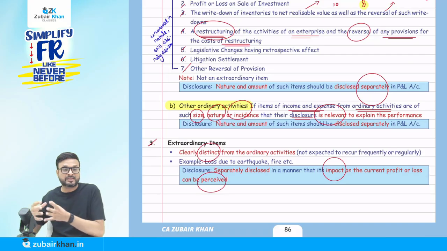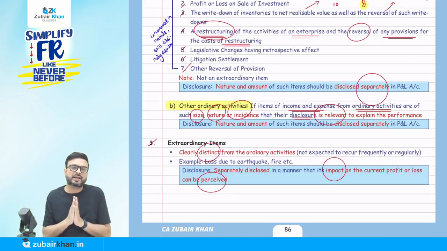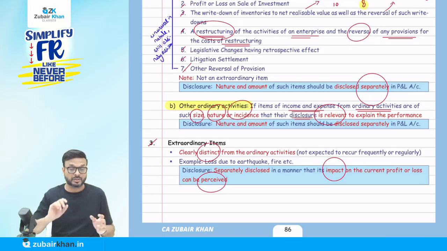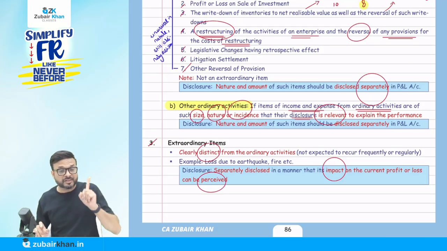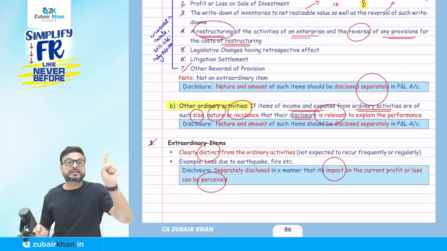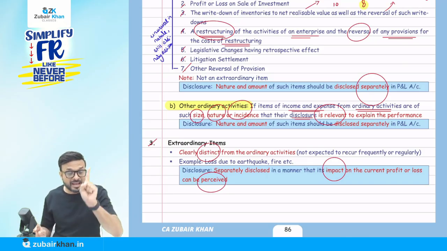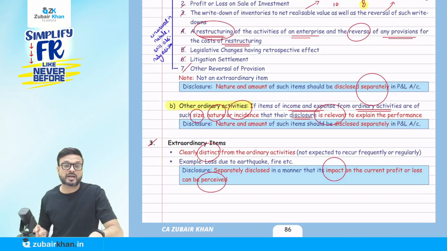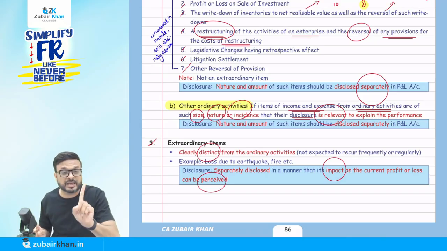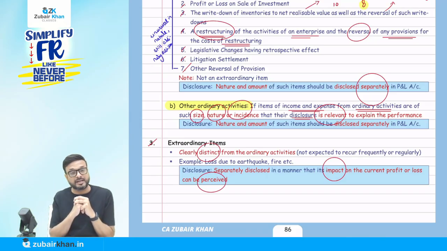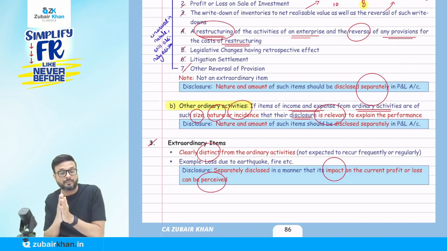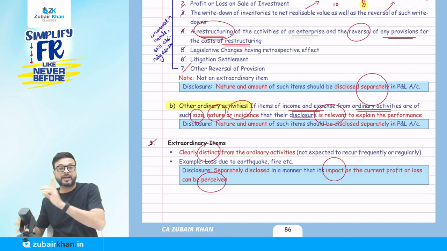Even though in the ICAI study material, when you see the answer, at certain times I observe that for an extraordinary item they just write "separately disclosed." But understand this: AS 5 says separately disclose it in a manner that its impact on the current year profit or loss can be perceived. What does it mean here?